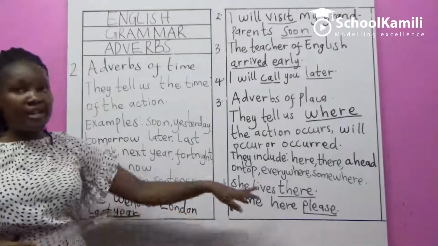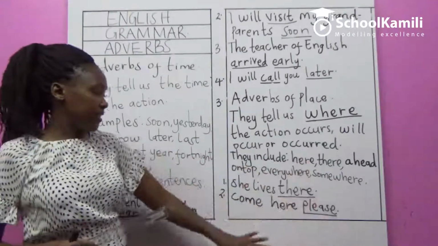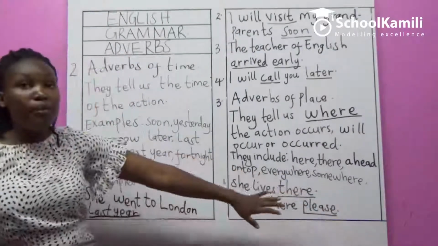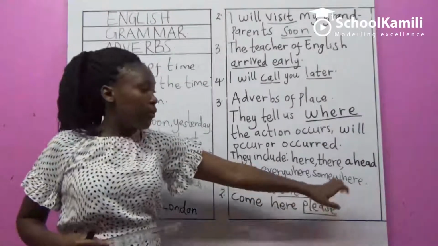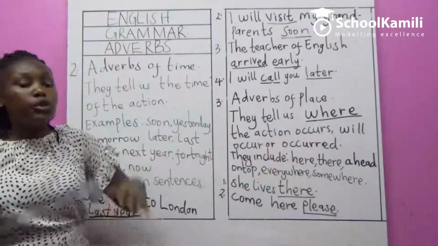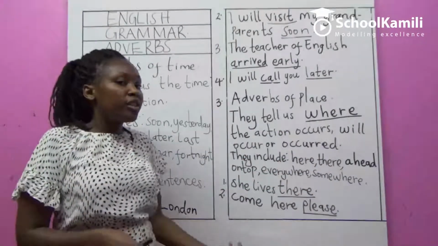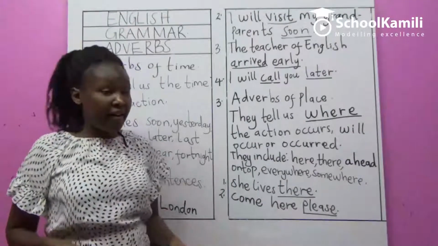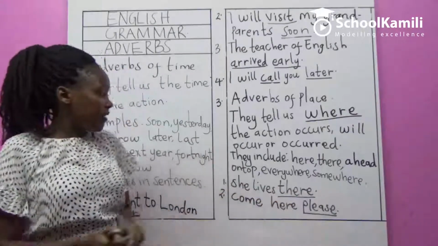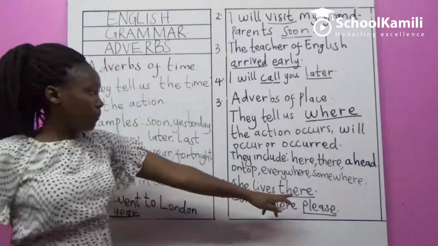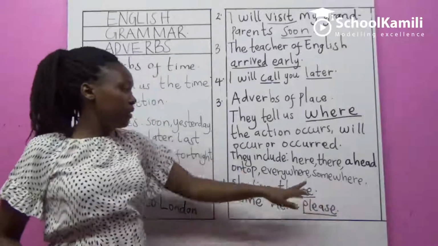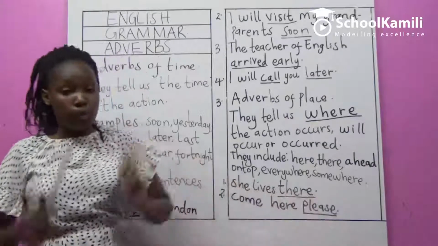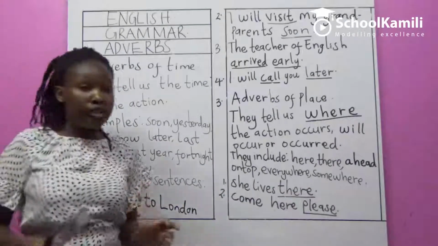The first example in a sentence using the adverb of place is there. She lives there. And I hope you are looking at the spellings of there, because we have there that is used to show ownership or possession. The spelling of that there is T-H-E-I-R. But there that is used to show place, it's an adverb of place. So take keen on the spelling of there that is used to show place, and the other one that is used to show ownership or possession.